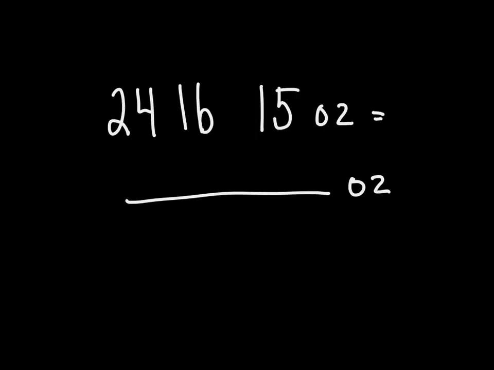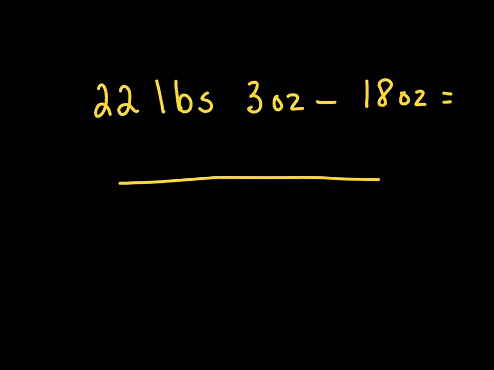24 pounds and 15 ounces is equal to how many ounces? And I want to see your work tomorrow. I want to see those conversions in action. 22 pounds and 3 ounces minus 18 ounces. And yes, I want to see your work tomorrow. I want to see those conversions and how you're taking away from the pounds and adding it to the ounces.